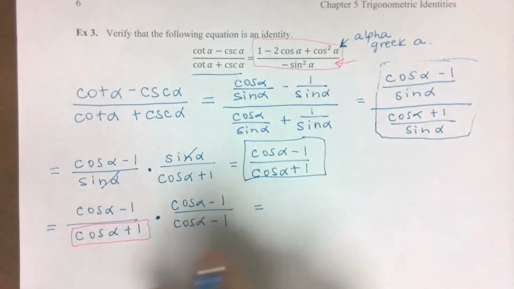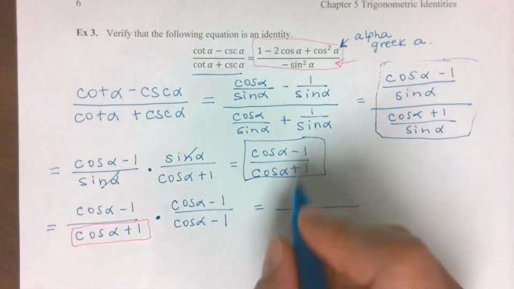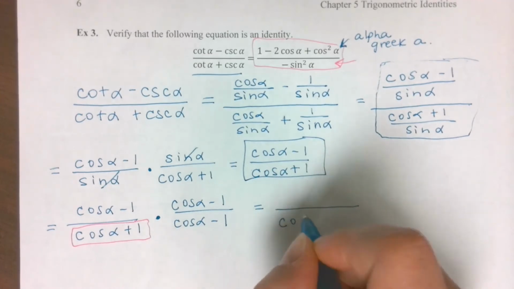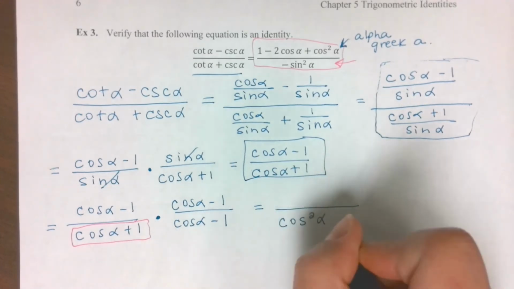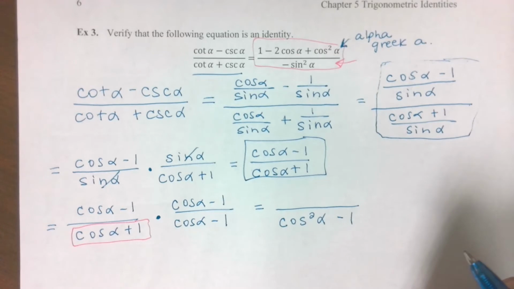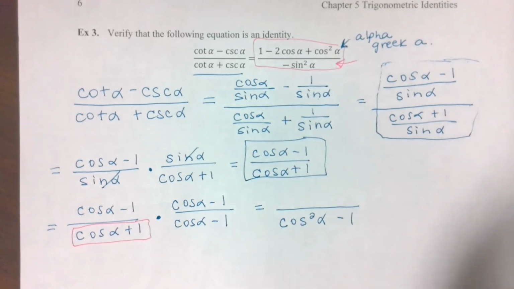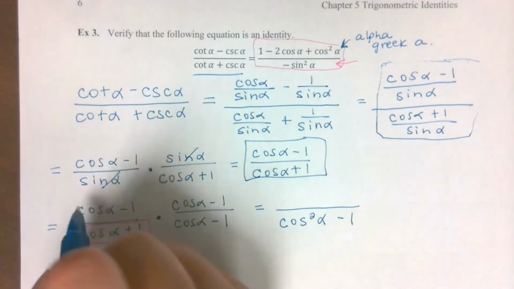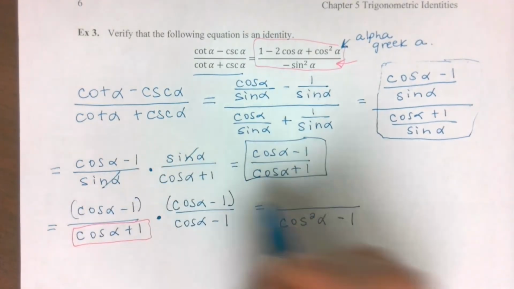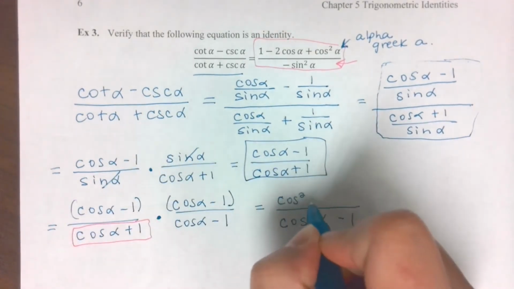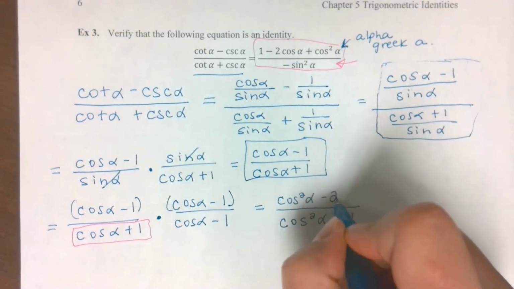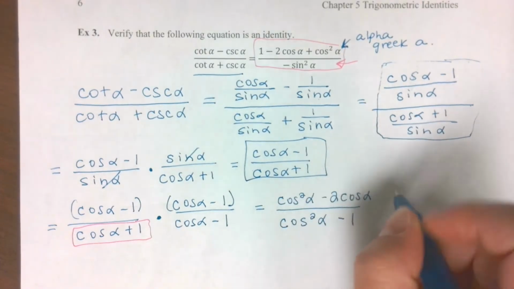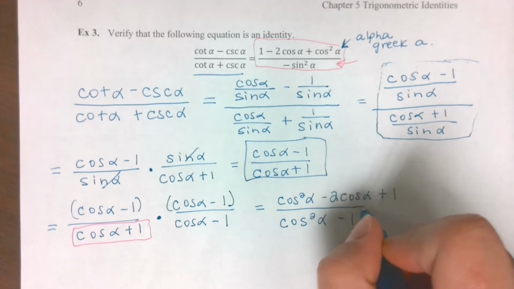Okay, so by doing this, our denominator is now cosine squared alpha minus 1. Alright, and then our numerator, we have to FOIL both of these out. So we're going to get cosine squared alpha minus 2 cosine alpha plus 1.